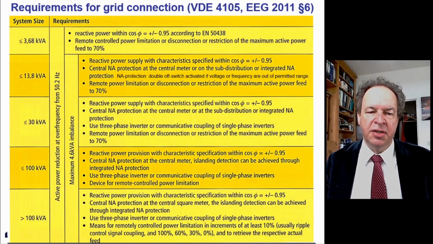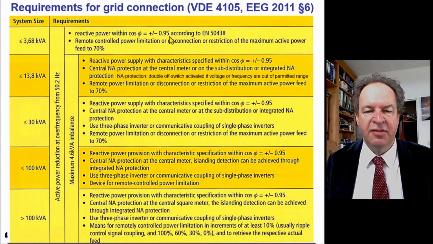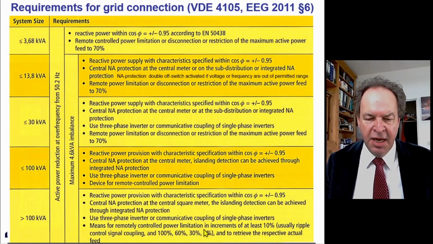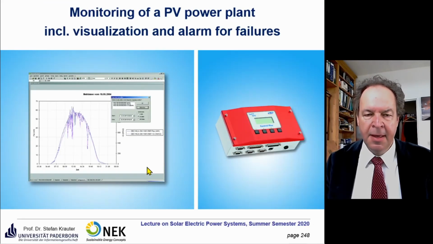So the requirements for grid connection, this is the German legislation for that. For system sizes below 3.68 kVA, or kilowatt, the reactive power should remain in the range plus minus 0.95 of cosinus phi, and then remote control power limitation or disconnection, restriction to the maximum active power of 70%. If you go to higher system sizes, then the restrictions increase, so you have more protection and so on. And if you go, for example, to more than 100 megawatts, you have a lot of restrictions, so the utility can control your system, and so on.